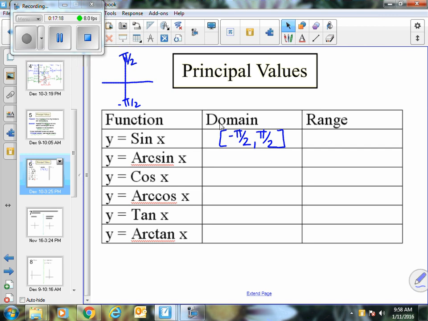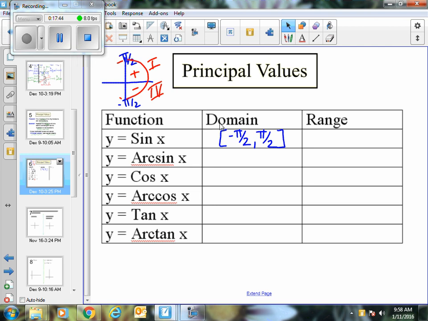So if I restrict from negative pi over 2 to pi over 2, I'd be getting quadrant 1 and quadrant 4. Sine is positive in quadrant 1. It's negative in quadrant 4. That will give me every special value exactly one time. If I kept going into either quadrants 2 or 3, I would start repeating values that I already have, so I don't need them. So I can just go from negative pi over 2 to pi over 2.